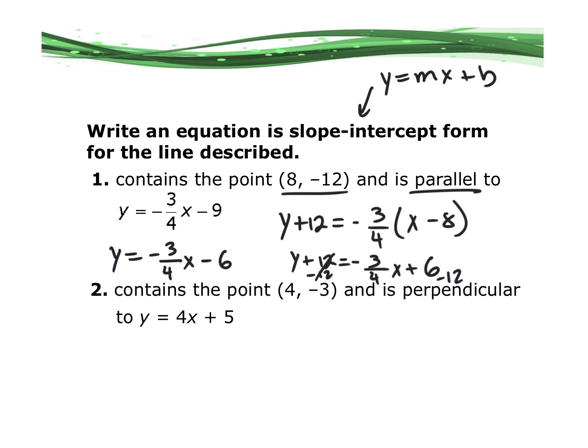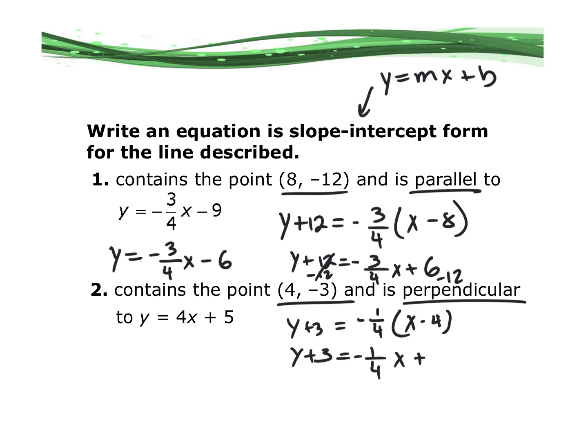Now the second one, they want you to contain the point 4, negative 3. That is perpendicular. So perpendicular means it's going to be the negative reciprocal. So our slope is now going to be negative 1 over 4. So we're going to fill in y plus 3 equals the negative reciprocal, negative 1 over 4, times x minus 4. Then I'm going to go ahead and distribute to give me y plus 3 equals negative 1 over 4x plus 1. I'm going to go ahead and subtract the 3 on both sides, which will leave me with y is equal to negative 1 over 4x minus 2.